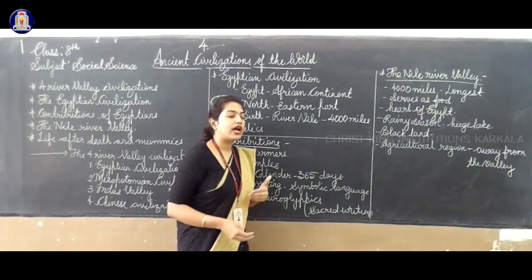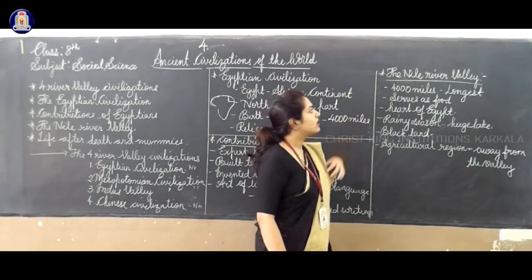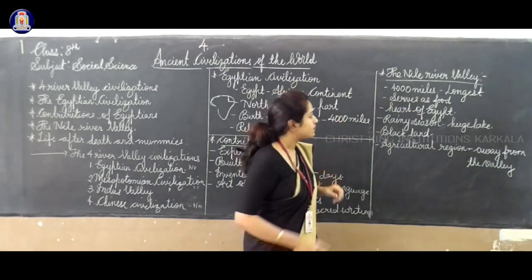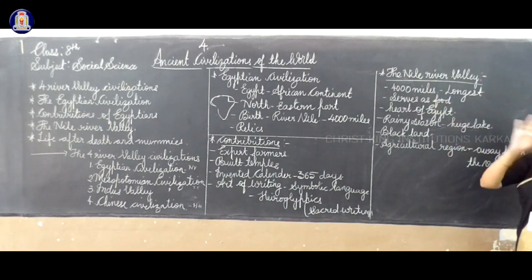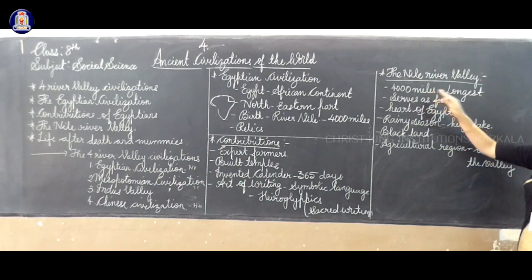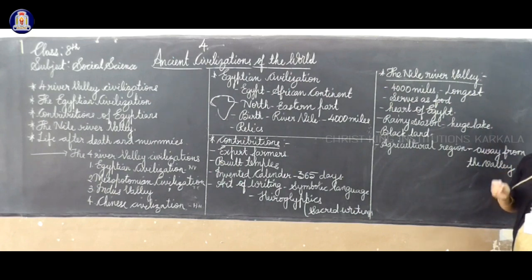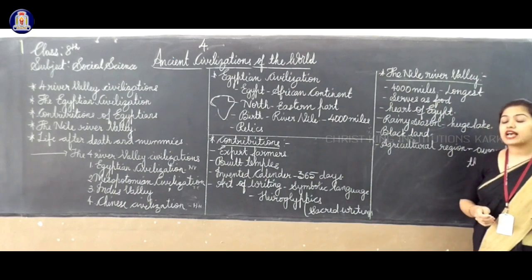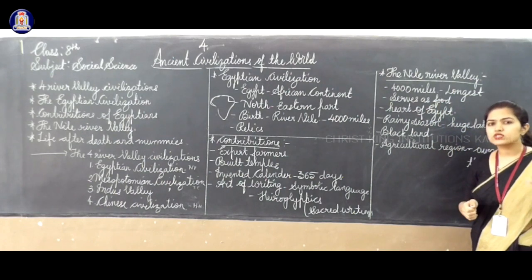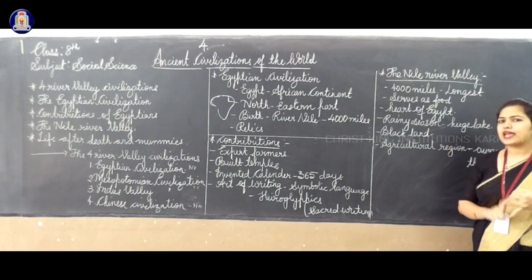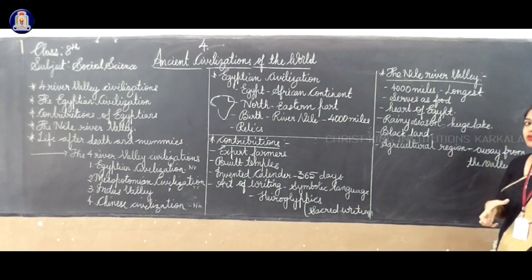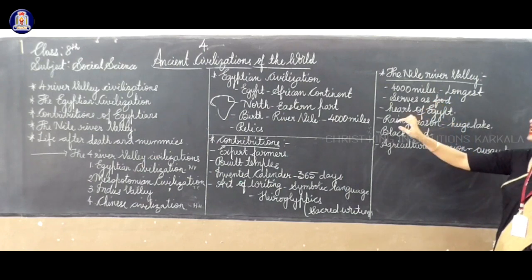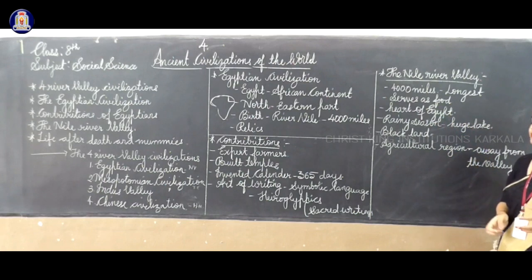Now let's learn more and go deeply regarding the river valley, that is the Nile River Valley. The Nile River Valley extends for 4,000 miles throughout Egypt, as I've already mentioned, and it is considered the longest river in the world. It serves as food, and it also serves as a source of water for drinking, bathing, even for farming purposes. And it makes the land extremely fertile. Because of this reason, it was called the Heart of Egypt.